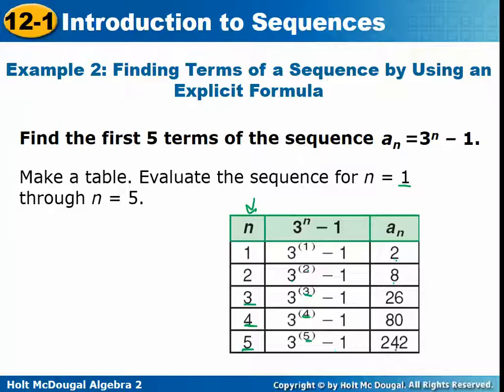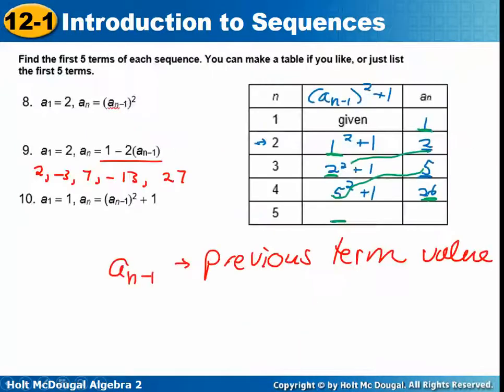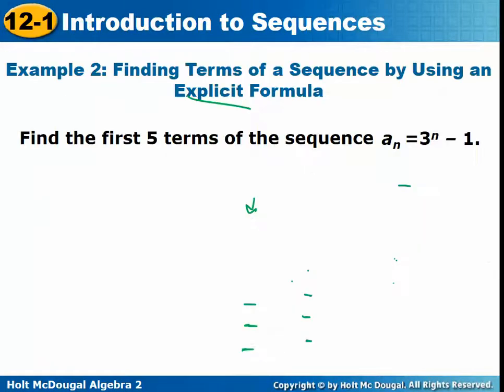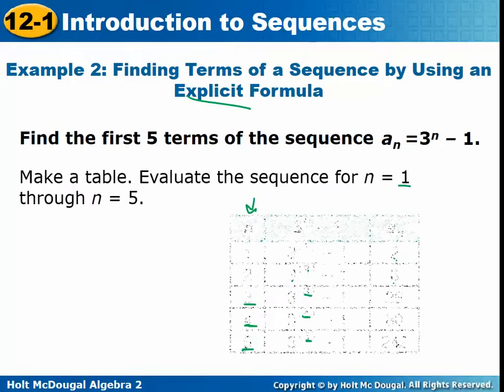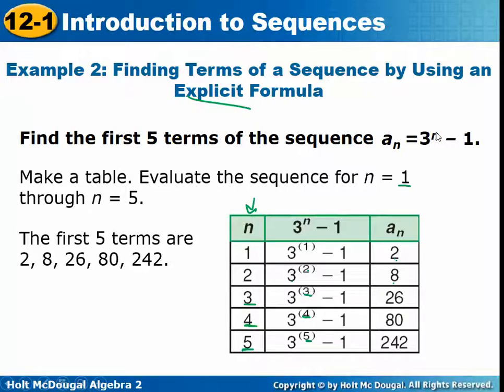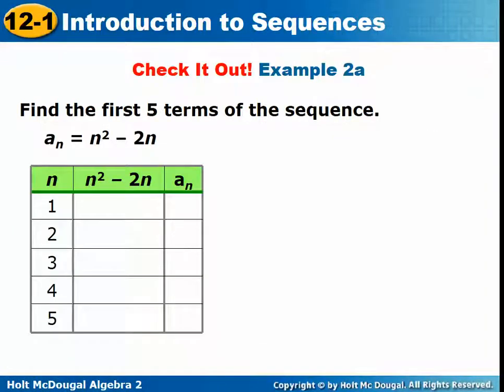Minus 1 is 242. So make sure you know whether you're using an explicit formula or a recursive formula. A recursive formula always has an n minus 1 as the subscript. It will always have an n minus 1. An explicit formula will not. It will just have the n being used in the formula. You can use Desmos to check your work on explicit formulas. We'll look at that in a minute.